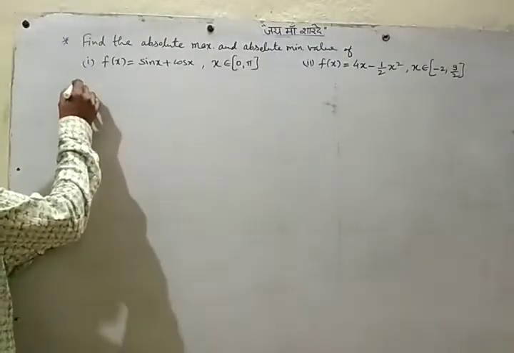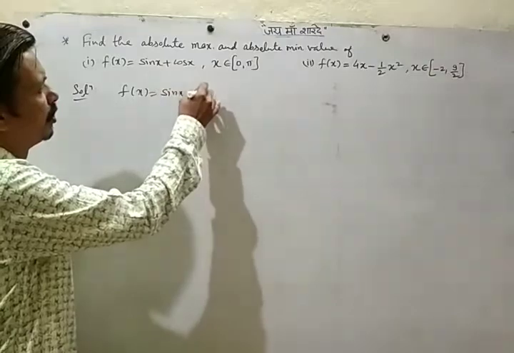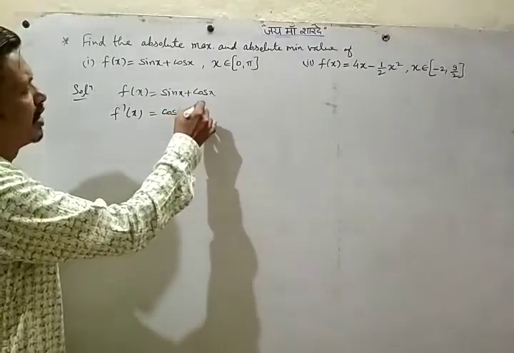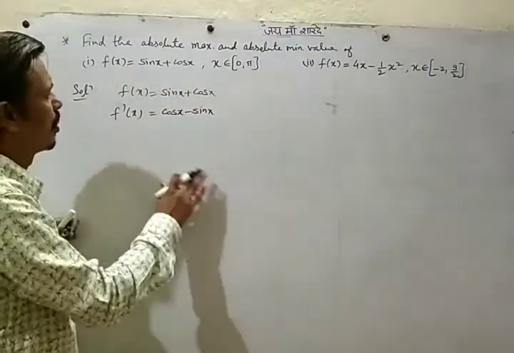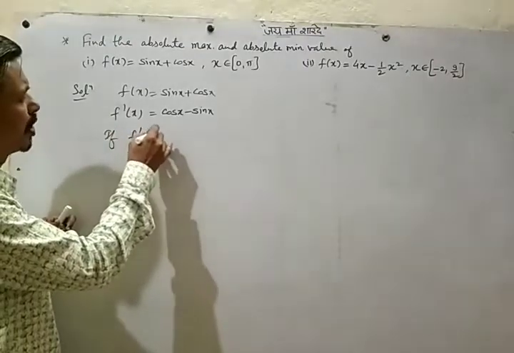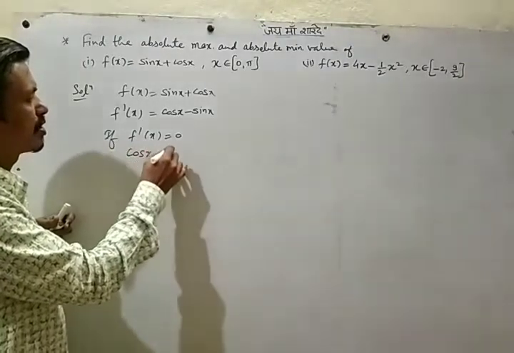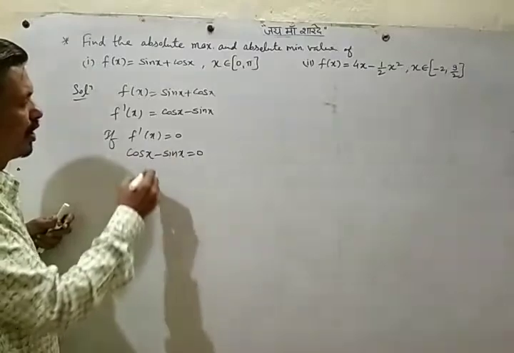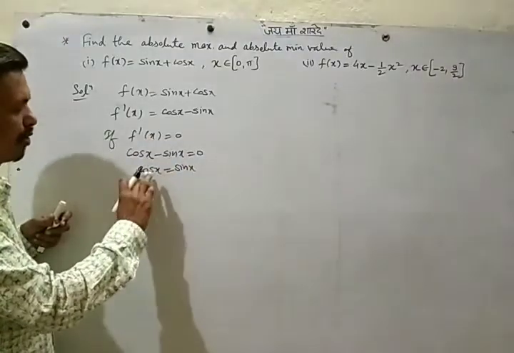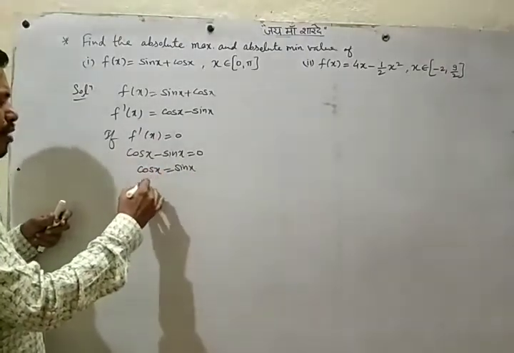So for that, first we'll differentiate. We have f of x equal to sin x plus cos x. We differentiate and get cos x minus sin x, since you know the derivatives of sin and cos. This is our first derivative. Now if f dash of x becomes 0, then we get our critical point. So cos x minus sin x is 0. It means cos x equals sin x, and if we divide by cos we get 1 equal to tan x, or if we divide by sin we get cot x equal to 1.